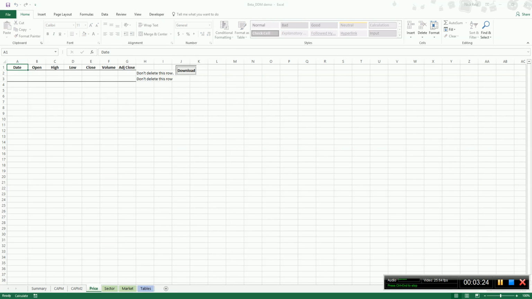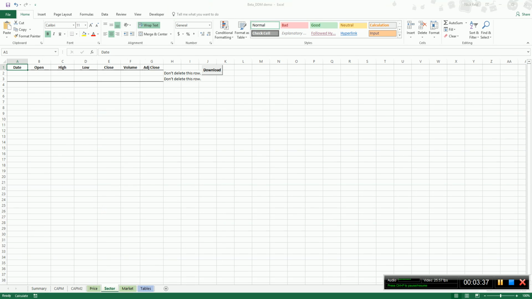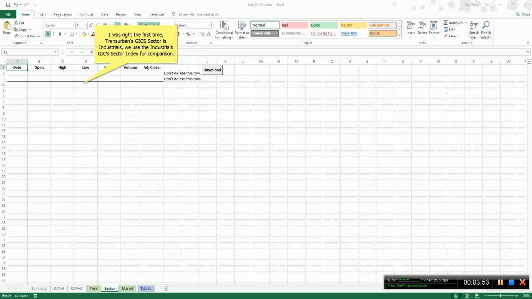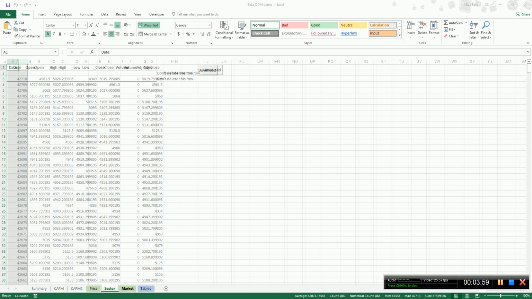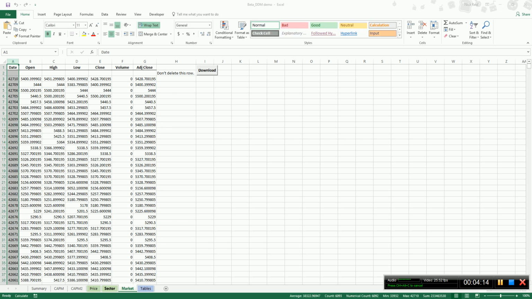for Transurban. This is all coming from the Yahoo Finance website. Okay, we've got to update the status bar down the bottom here. It's pretty fast. Then we'll go to sector. So this is just the GICS industry sector. So for Transurban, it is the industry group, sorry. So it's transportation. So we'll download the index for transportation from Yahoo Finance website also. And then the market, which is proxy for the ASX 200. We'll download that. Okay, so now we have all the data we need.